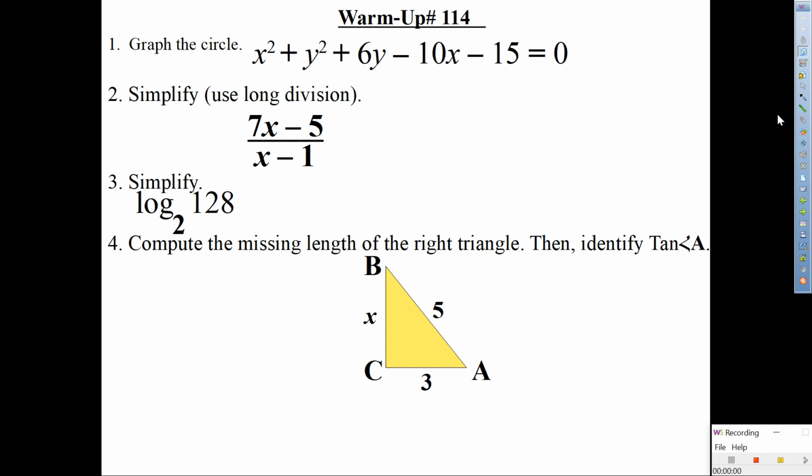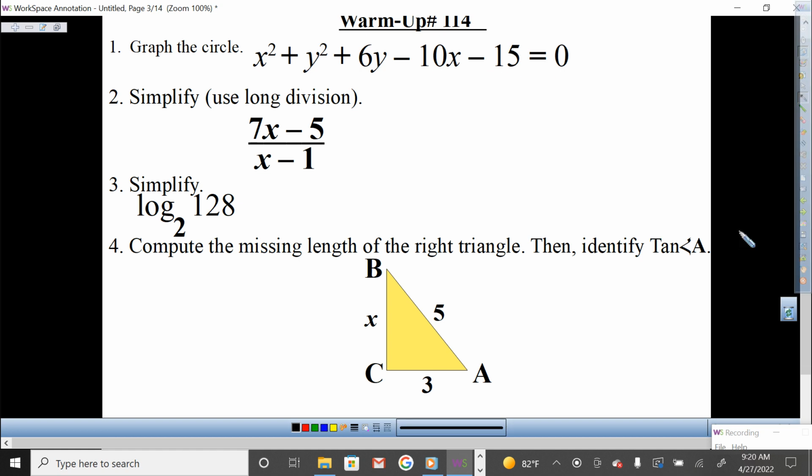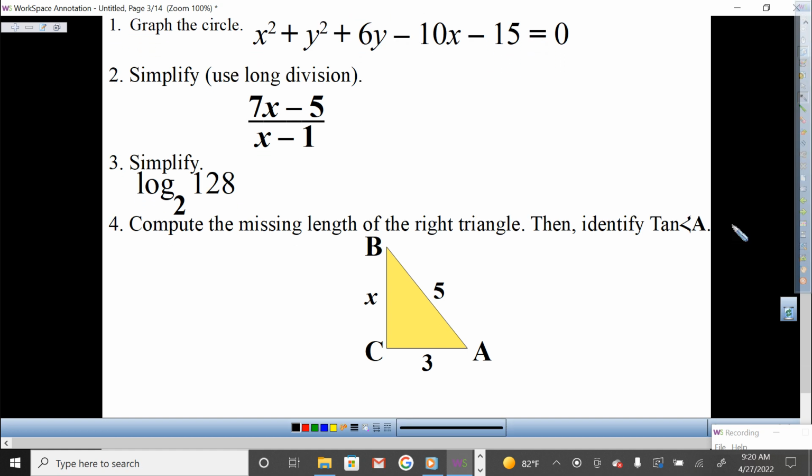Let's see where we're at. Warm-up 114, very similar to what we've been doing with the other warm-ups, just extra practice. For number 1, I need a center and a radius. Center, Nick. Center: (5, -3), and radius? 7.